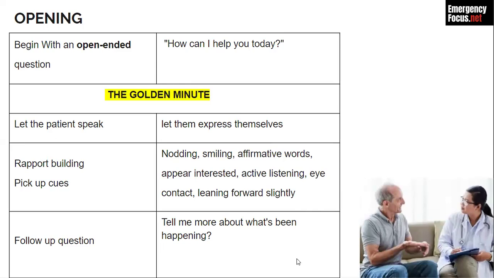You pick up the cues. How would you pick up the cues? You nod. Mm-hmm. Okay. Right. Oh, that must be difficult. Yeah. Okay. And don't interrupt in that 1 minute. It could be 30 seconds, 40 seconds, 50 seconds. It could be up to 1 minute. This is called the golden 1 minute.